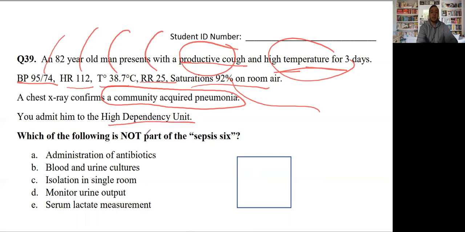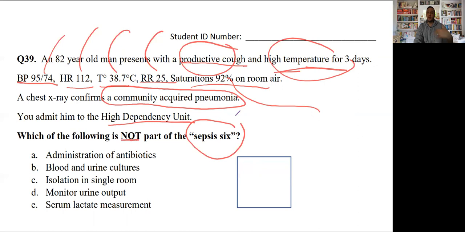Which of the following is not a part of sepsis 6? We have the sepsis and septic shock campaign. They put criteria or steps for management of sepsis and septic shock. One of these steps is the first hour bundle. It's called the first hour 6 bundle. In this first hour 6 bundle, there are 6 things that have to be done in the first hour of any patient with suspected sepsis or septic shock.